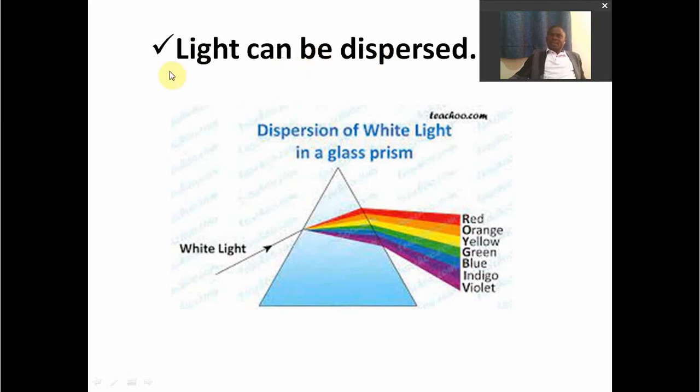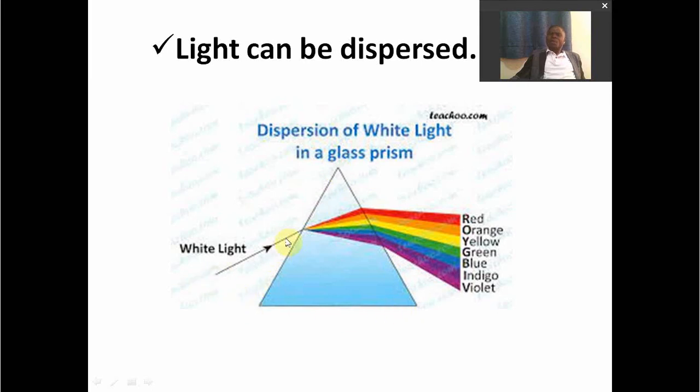Light can be dispersed. How? Let's look at this diagram here. This diagram is showing us the dispersion of light in a glass prism. We are seeing how light has been split up. At first, we have a source of light right here, and this source of light is sending off white light. But here we've got a glass prism.